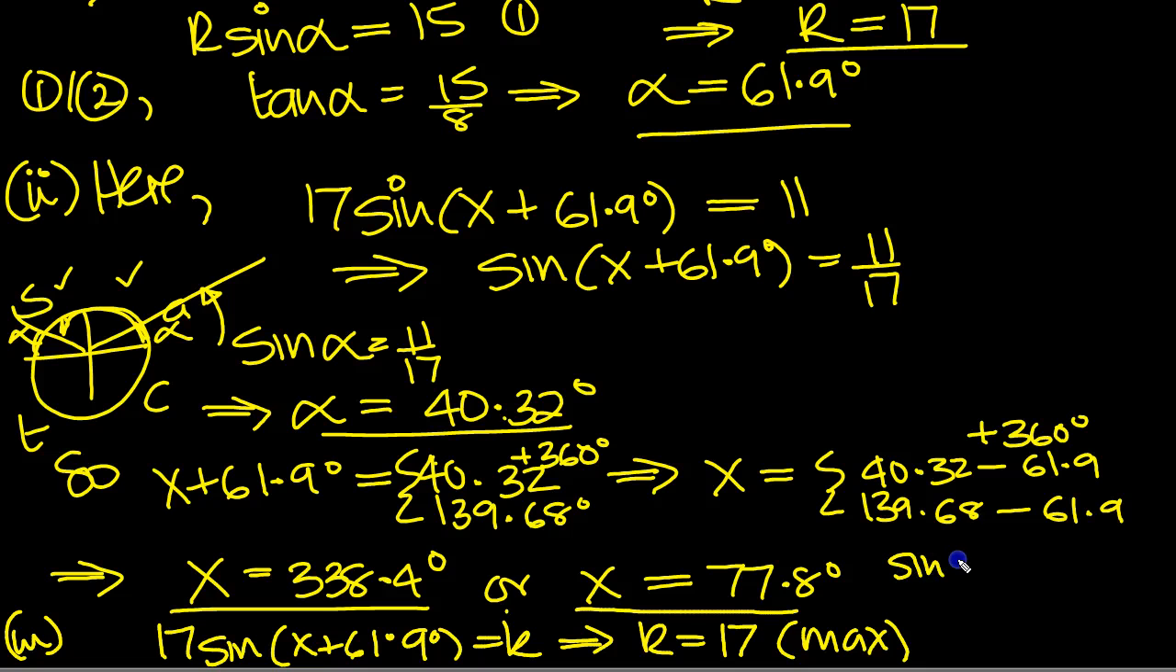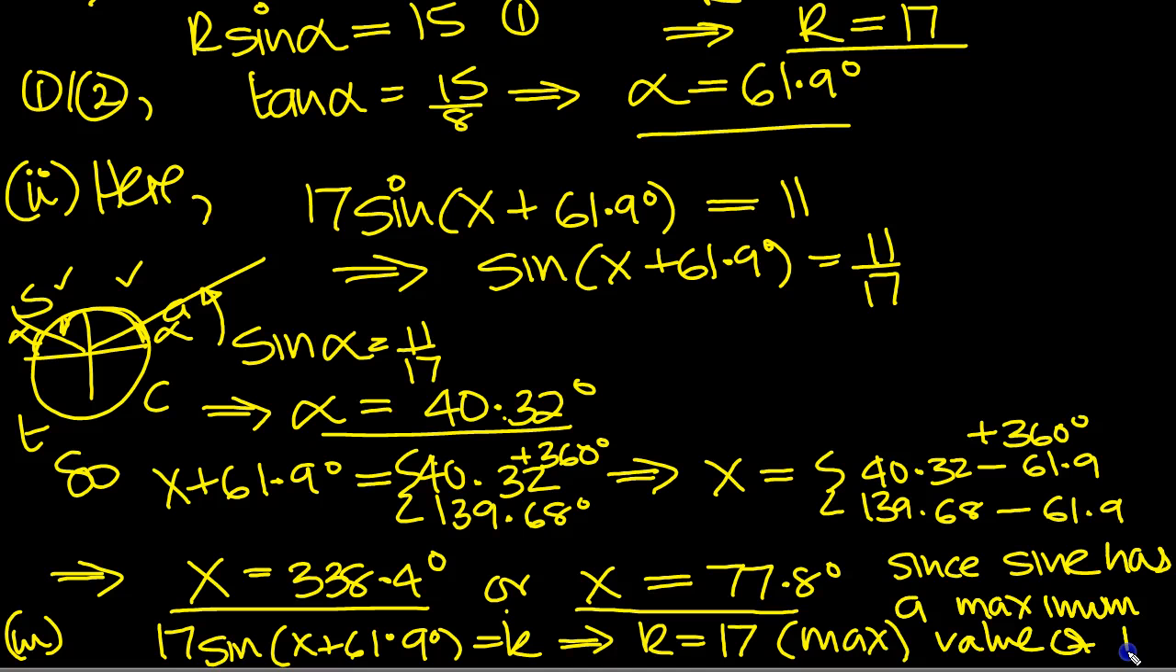Since sine has a maximum value of 1, 17 times sine will be maximum when sine is maximum, which is 1. 17 times 1 is 17.